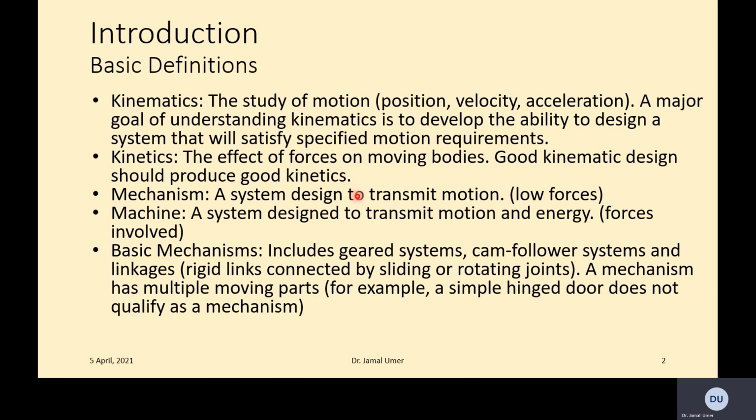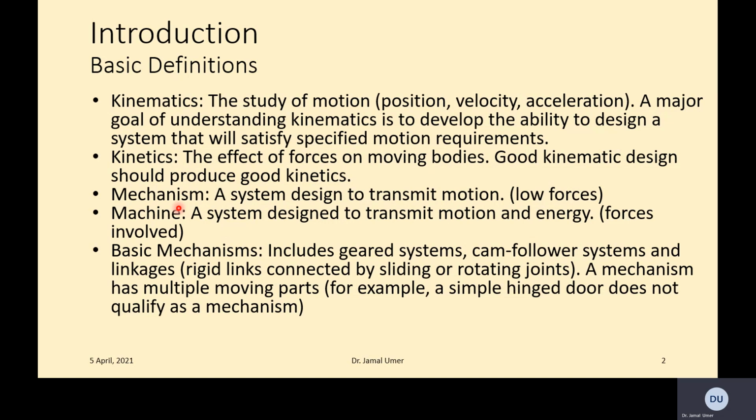Mechanism. Again, we will use this word quite a lot. A mechanism means a system designed to transmit motion. The only thing is that low forces are in consideration. But when we say the word machine, it is a system designed to transmit motion, energy, and forces involved. So you see mechanism and machine are both dealing with motion. Transmitting motion means from input to output. The purpose of a mechanism is to transmit motion from input to output, and a machine is doing the same thing, but in addition there is energy involvement and forces are involved. There might be some low forces involved in a mechanism, but there are a few things you need to consider. That is basically a mechanism or a machine.